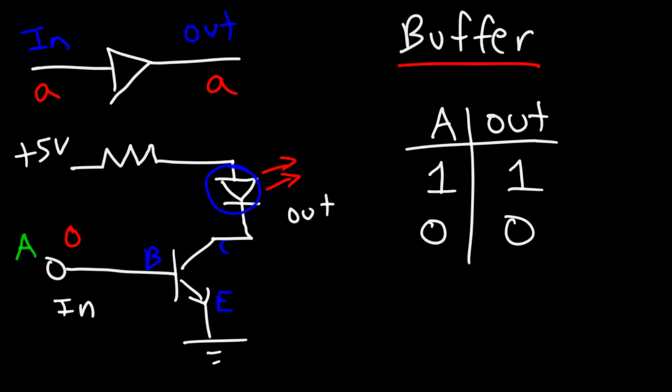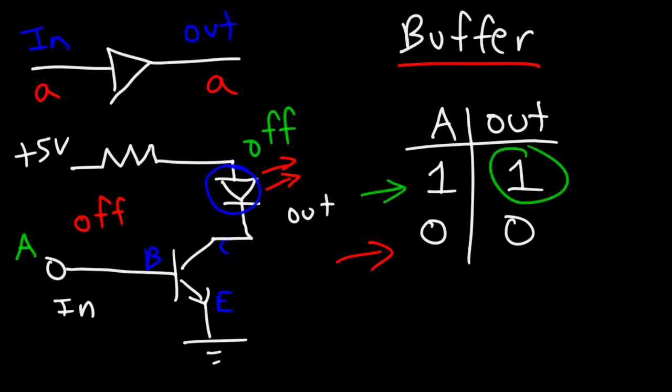Now, what about if the input is off? So in this case, we have a 0 at the input. If there's no voltage at the base, then the transistor will be off. No current will be able to flow from the collector to the emitter. So therefore, the LED will be off as well. And so that's basically the buffer logic gate. If you have a 1 in the input, you're going to have a 1 in the output. If you have a 0 in the input, you have a 0 in the output.